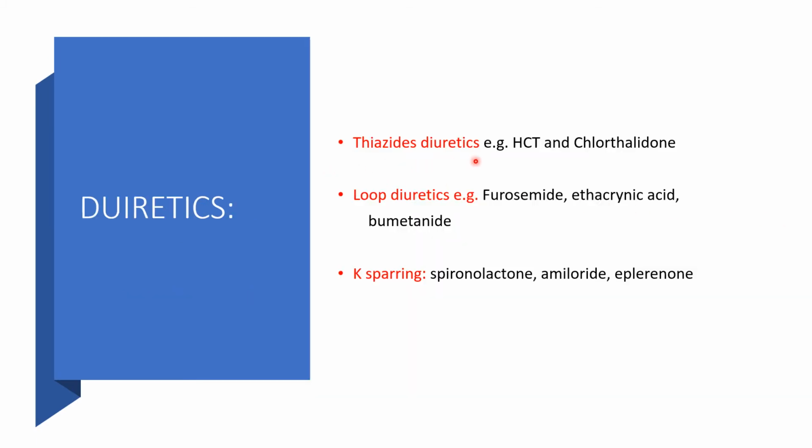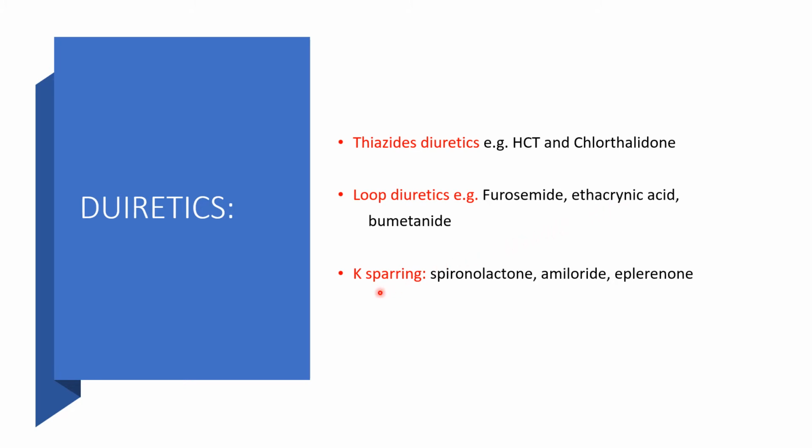Now, thiazide diuretics: hydrochlorothiazide and chlorthalidone. Loop diuretics like furosemide, ethacrynic acid, or bumetanide. Let me say something here. To those who are having pulmonary edema or massive edema, and you really need to send out that fluid, you go for loop diuretics. But if this patient is sensitive to sulfonamide, then you will not use furosemide. You go for ethacrynic acid.